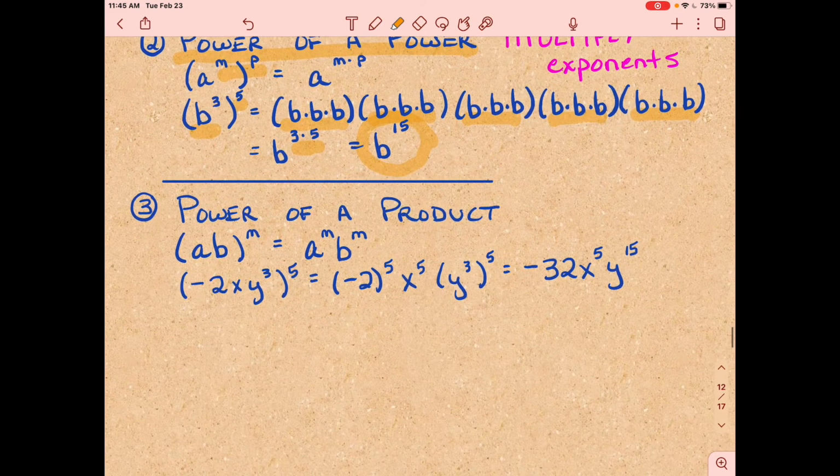We talked about the power of a power of a product, where if we have an exponent on the outside of a few things that are inside the parentheses, we're going to apply that exponent to every little piece. So (ab) to the m would be a to the m, b to the m. And this is an example of a longer problem where we're dealing with applying the exponent to every piece inside the parentheses. So today we're going to talk about division.